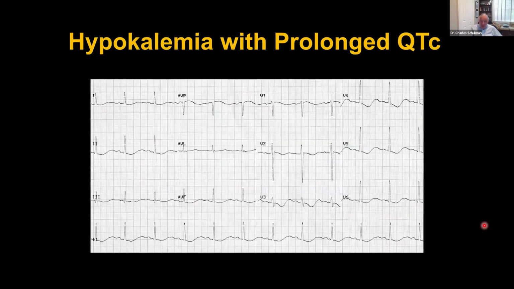And this is an example of hypokalemia with a prolonged QT here. QT goes from here all the way over here. Okay, so this person would be at risk for torsades.